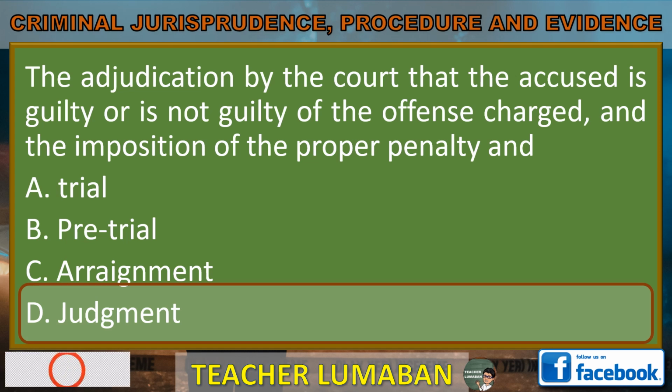The other options are not correct because they are all earlier stages in the criminal process. A trial is the process of determining whether a defendant is guilty or not guilty of a crime. A pre-trial is a hearing that takes place before a trial to determine whether there is enough evidence to proceed with the trial. An arraignment is a hearing where the defendant is formally charged with a crime and enters a plea of guilty, not guilty, or no contest.